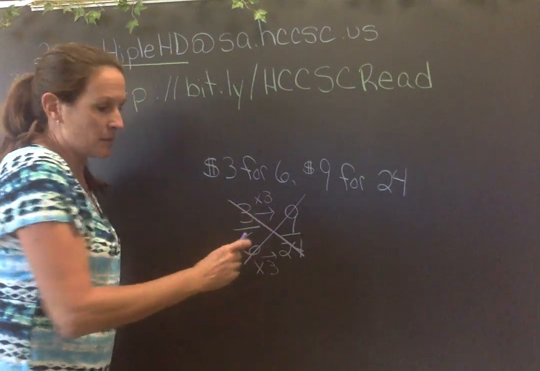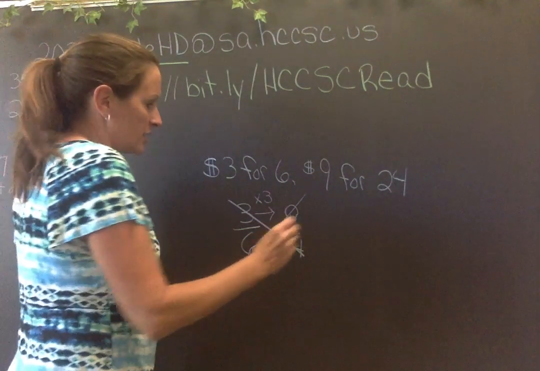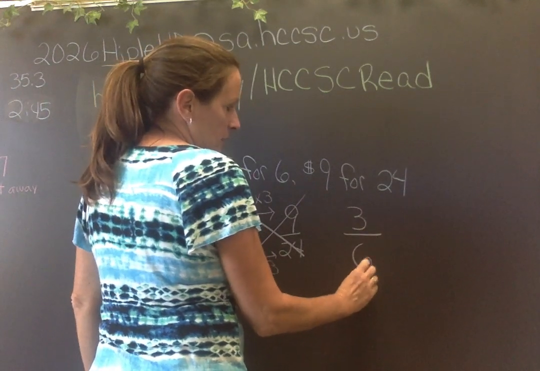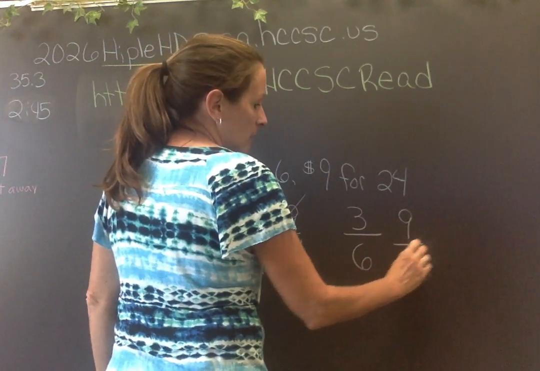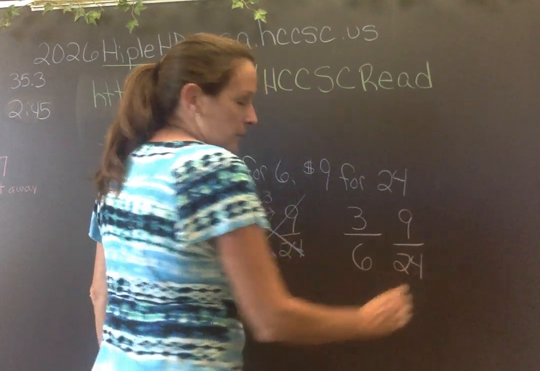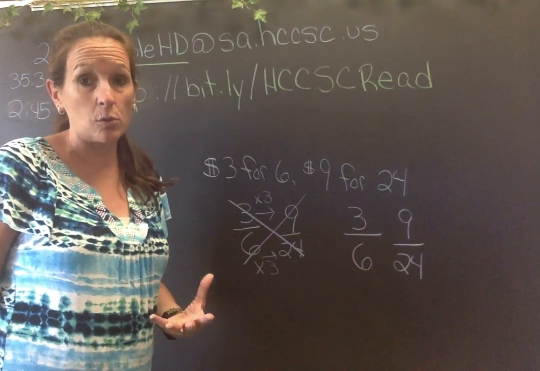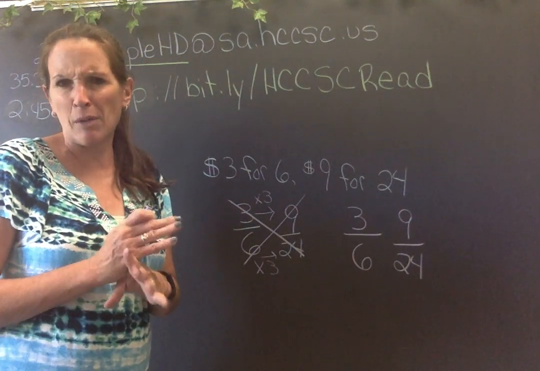I'm going to use the same numbers. I'll write it in purple so you can see the difference. So I have 3 for 6, and I had 9 for 24. All right? Another method to figure out whether these are equivalent or not is to make some butterfly wings.